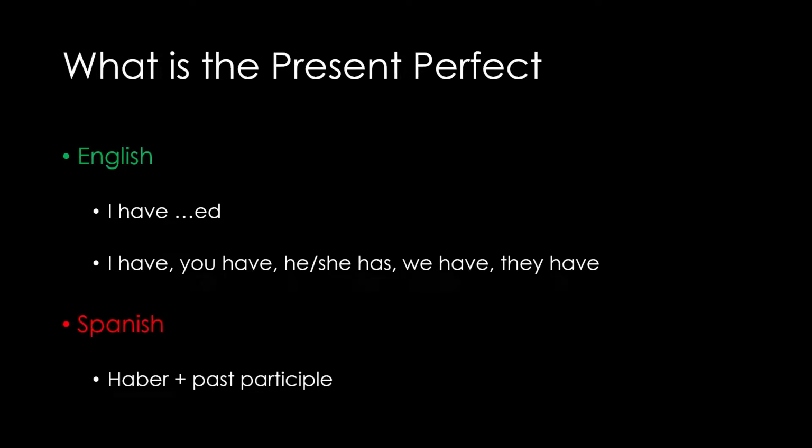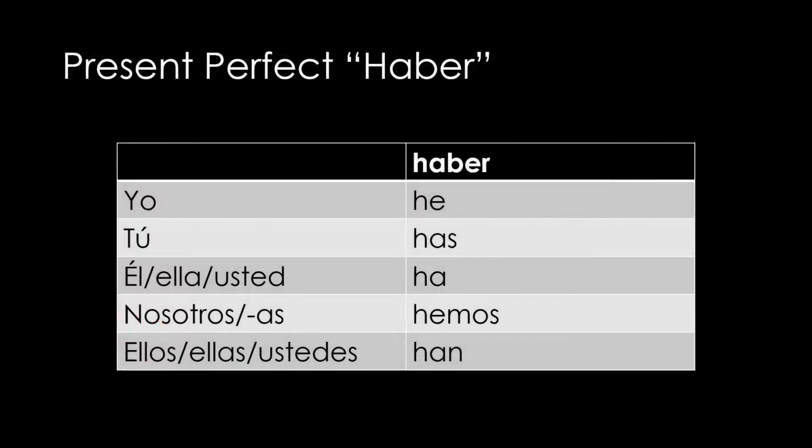In Spanish, we get the same idea. Instead of saying "have," the verb haber is conjugated based on the subject. Haber in the present perfect has its own set of conjugations. The yo form is he, tú is has, él, ella, usted, ha, nosotros, hemos, and ellos, ellas, ustedes, han. These correspond to each of the different subjects used when conjugated in Spanish.